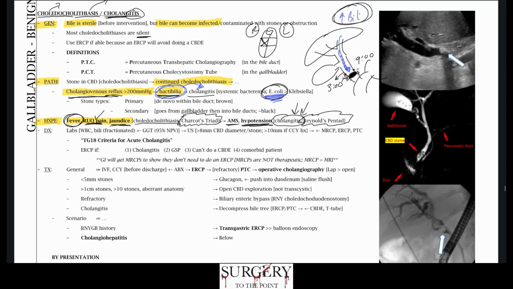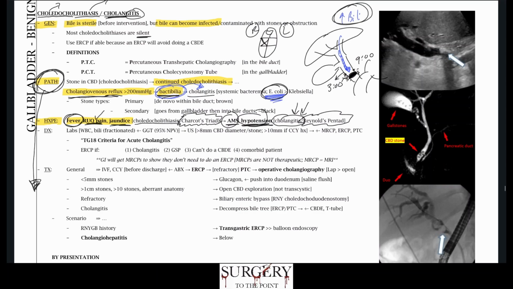So if you understand the pathophysiology, this is my takeaway anyways, and a big purpose as to why I'm doing these types of lectures is I think we can understand things from a microscopic or a much smaller level, then take that into the esoteric realms as needed. Charcot's triad would be fever, right upper quadrant pain, and jaundice. Reynolds' pentad would be the addition of altered mental status and hypotension.